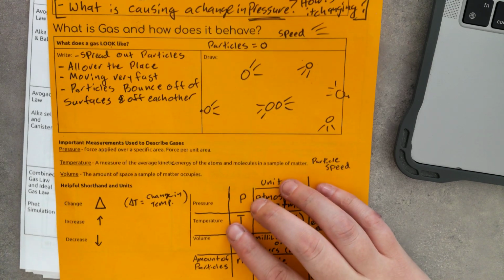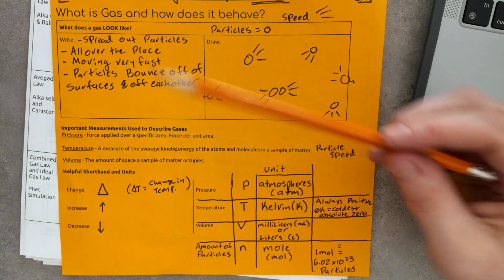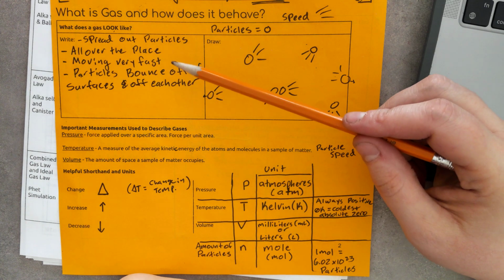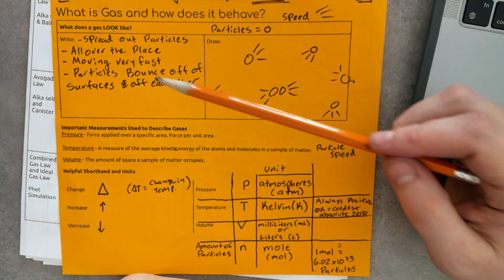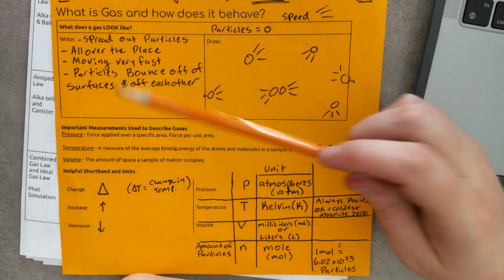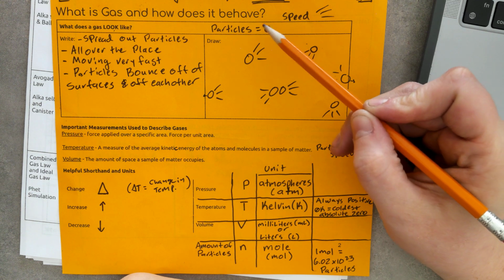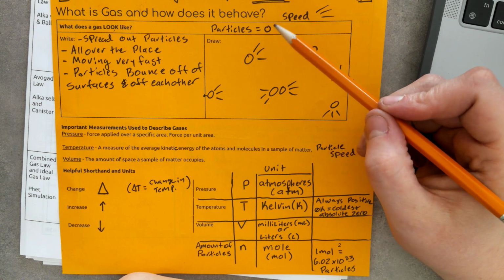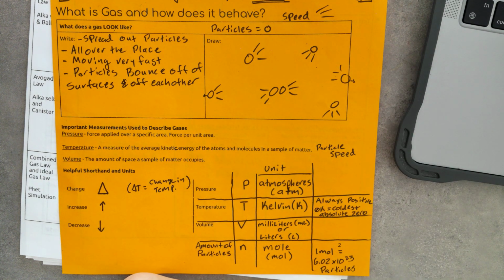Now, for our Bellwork that day, we brainstormed what gases look like, and we came up with a class answer. So we said that the particles are spread out, they're all over the place. They're moving very fast. And those particles can bounce off of each other, and they can bounce off of surfaces. So the way we represented this, we drew particles as circles. We're not worrying about which particles are which or which circles are what. We're just going to draw a circle to represent those gas particles.